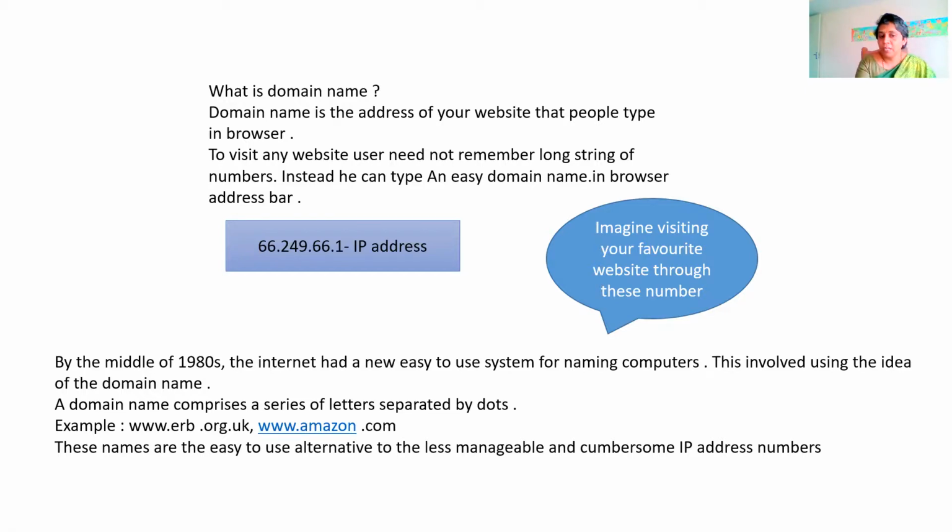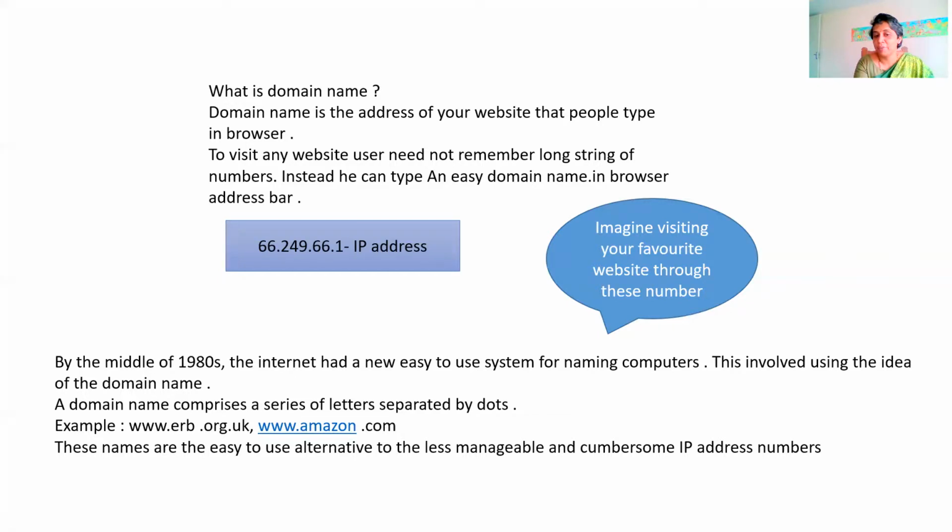By the middle of the 1980s, the internet had a new, easy to use system for naming computers. Otherwise, computers would be identified through the IP address. This involved using the idea of the domain name. Before the 1980s, it was really a difficult task to find the information stored in a particular computer.